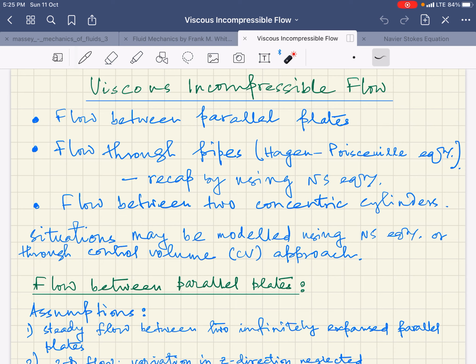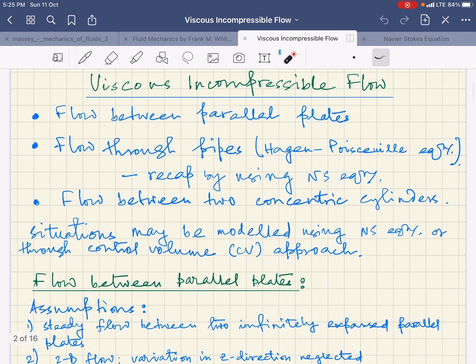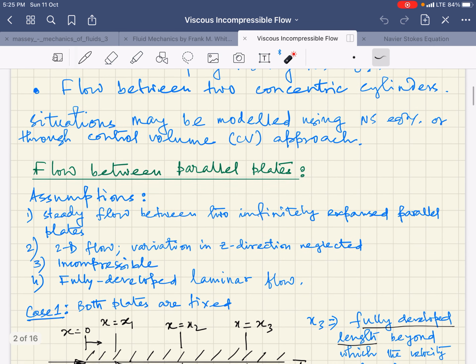So here in our second part of the situation, that is written as flow through pipes, which is a recapitulation by using that Navier-Stokes equation. And the third one is flow between two concentric cylinders. So these are the three situations that we will look into, either by using Navier-Stokes equation or through control volume or CV approach, typically the approach that you had in your fluid mechanics 1 while deriving several situations, out of which one was your Hagen-Poiseuille equation, of course.